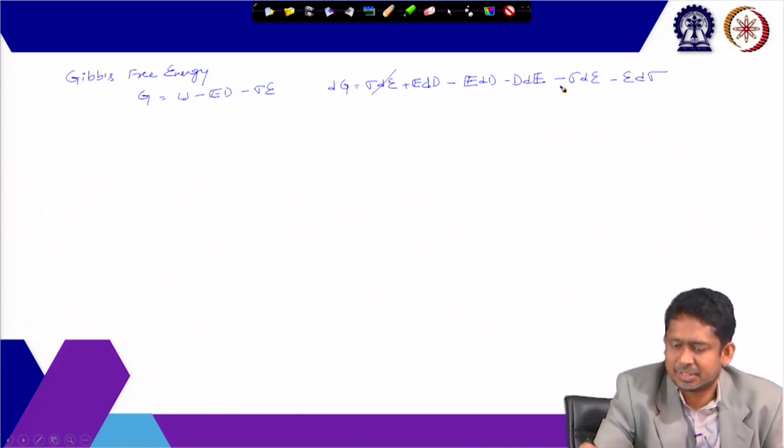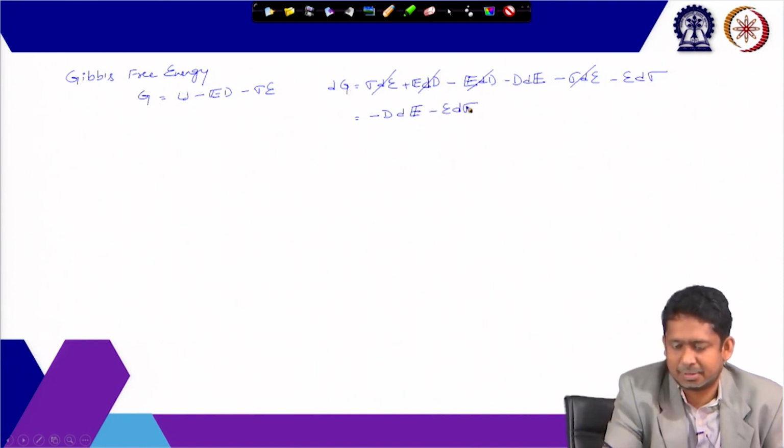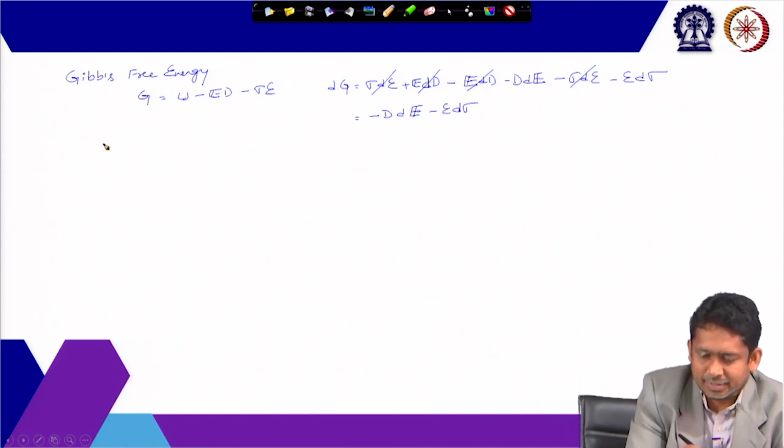So, sigma d epsilon and sigma d epsilon cancel here, E d D and E d D cancel here, and we get dG equal to minus D dE minus epsilon d sigma. So, this is our Gibbs free energy in the differential form.